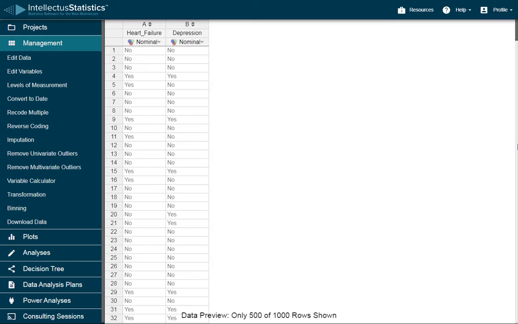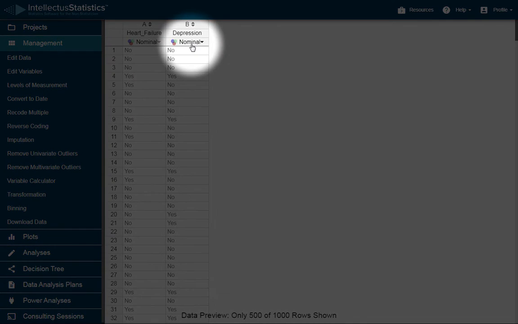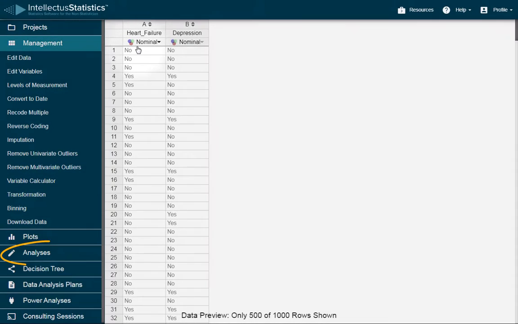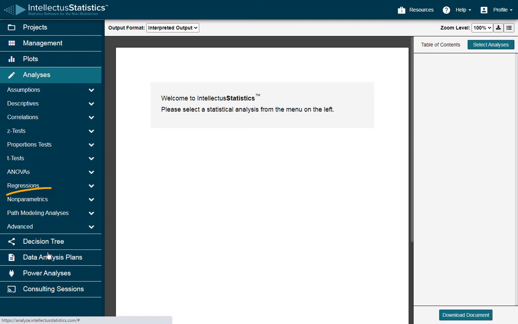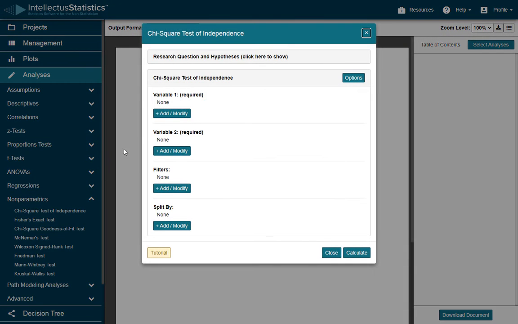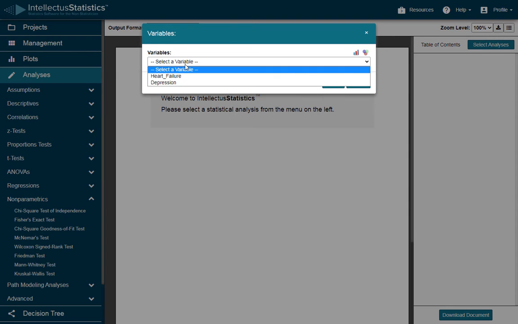Here's how you conduct a chi-square test of independence using Intellectus statistics. I've already set up our data like in our example. When conducting a chi-square test of independence, it's important that both variables are nominal. Once your data table is set up, go to the Analyses tab, then choose the Non-Parametrics category and select chi-square test of independence. From there, select the variables that are being tested.